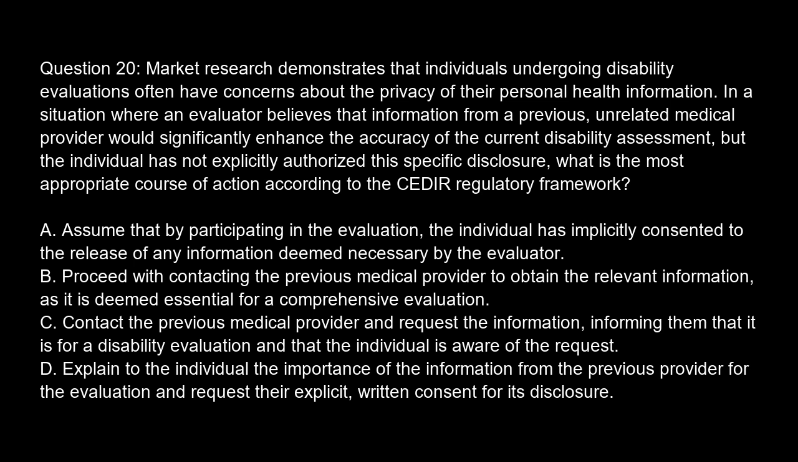Option A. Assume that by participating in the evaluation, the individual has implicitly consented to the release of any information deemed necessary by the evaluator. Option B. Proceed with contacting the previous medical provider to obtain the relevant information, as it is deemed essential for a comprehensive evaluation. Option C. Contact the previous medical provider and request the information, informing them that it is for a disability evaluation and that the individual is aware of the request. Option D. Explain to the individual the importance of the information from the previous provider for the evaluation and request their explicit, written consent for its disclosure.